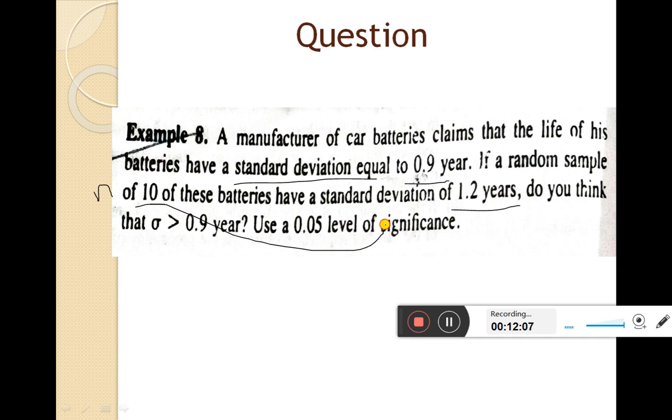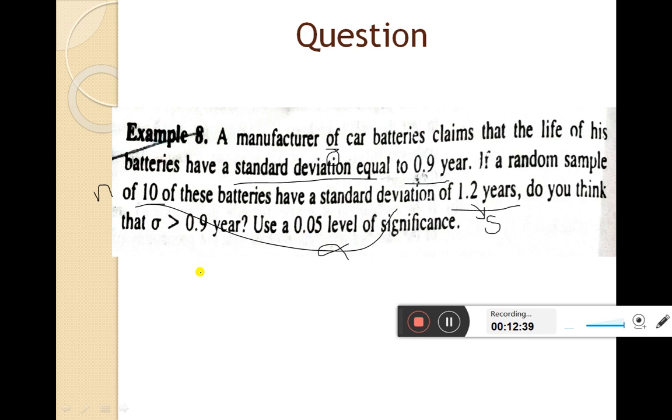then this 1.2 is your sample standard deviation, S. And the 0.9 is the population standard deviation, sigma. When you take the square of 0.9, you will get the variance. Do you think that sigma is greater than 0.9 here? Use level of significance alpha equal to 0.05.